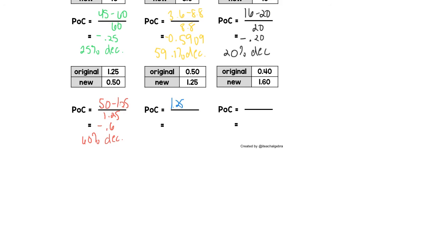New minus old over old is 1.5, so that's a 150% increase. New minus old over old is 3, so that's a 300% increase. I hope this makes all sorts of sense.